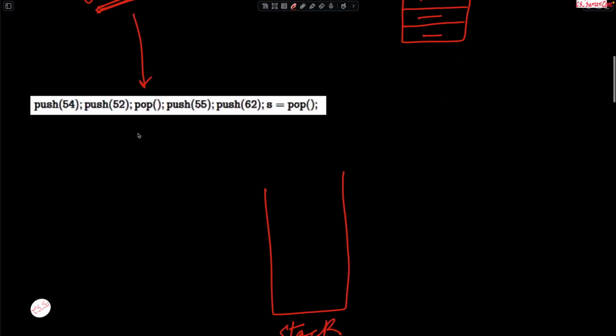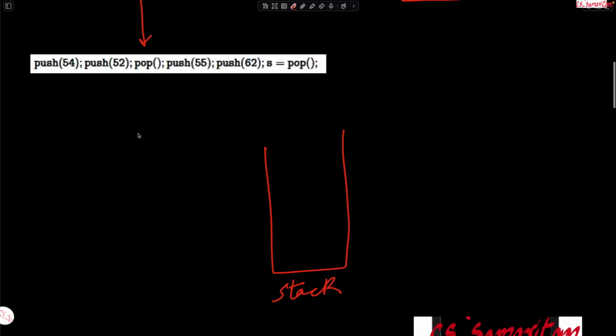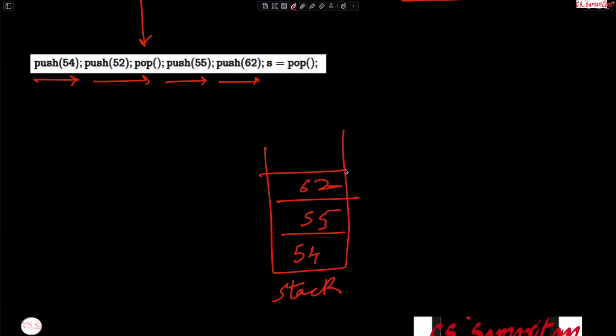Now over here, this is the stack, and this is the set of operations that are performed on that stack. So this is push 54. So 54 is going to be pushed inside of this. After that, 52 is going to be pushed. After that, a pop operation happens. So this is going to go out, right? So let's just take it out, and then after that, the push operation of 55 and then push operation of 62. So 55, after that there is 62, after that there is another pop. So this 62 is going to be popped out and stored inside of this S, implying that the value of S is equal to 62.